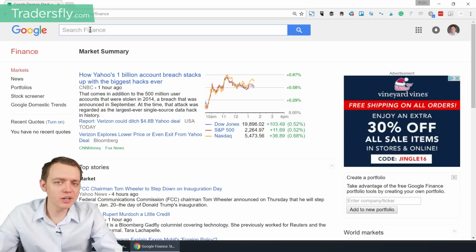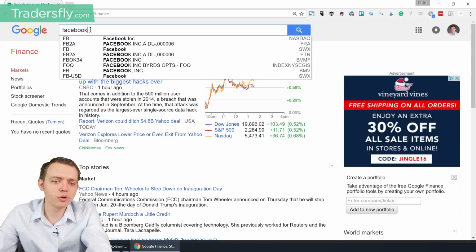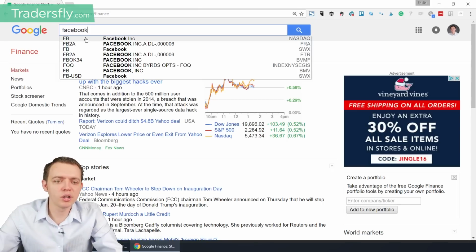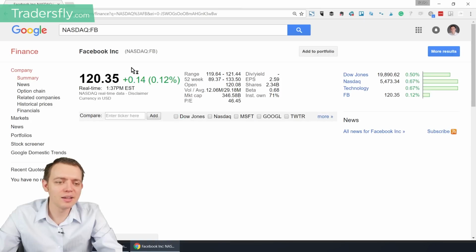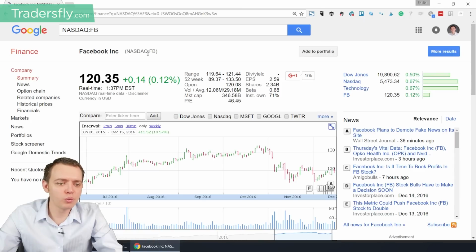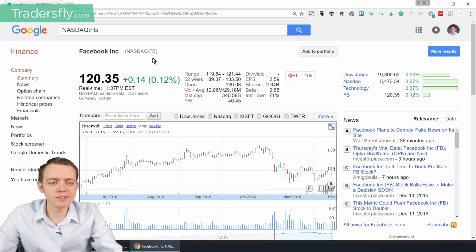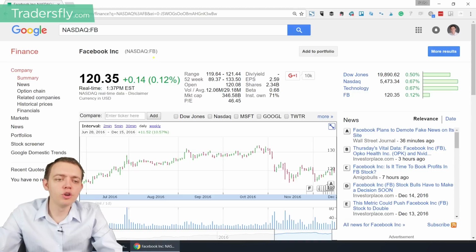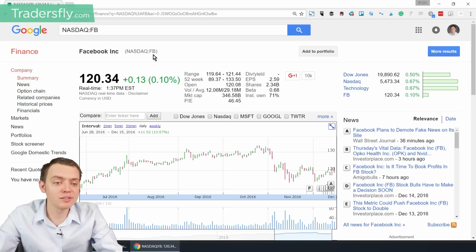But if you don't know the ticker symbol, you could go to a website like Google Finance, and as you search, you can see as I type in Facebook, they have right there FB is the ticker symbol. If I click that, you can see that the ticker symbol is FB. This is just one of the ways to get the ticker symbol if you don't know it. So there's my ticker symbol, FB, and that's what I need to know.